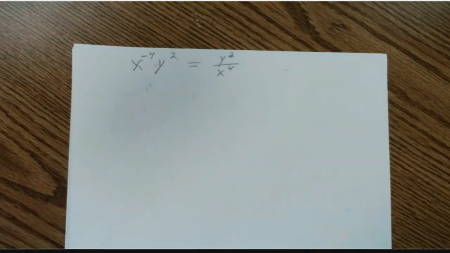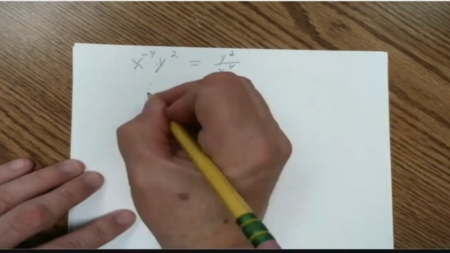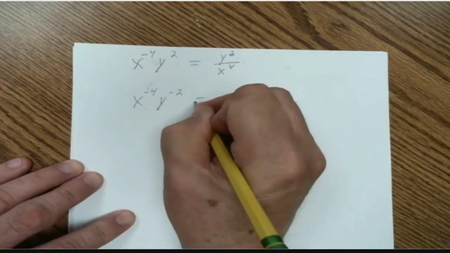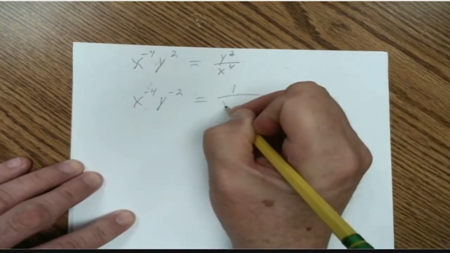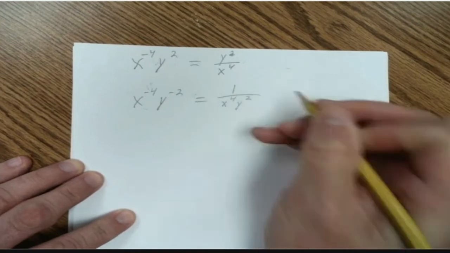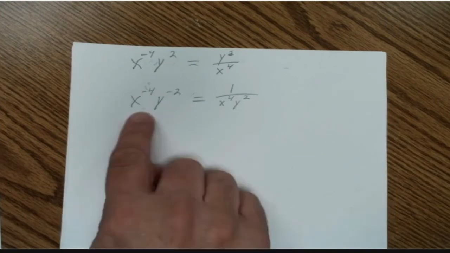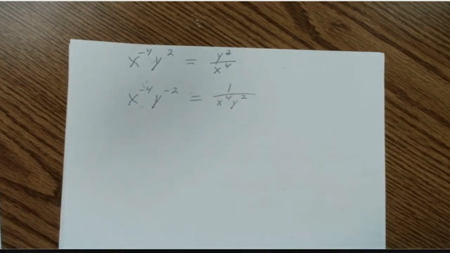Yes, Gabriel, question? What if they're both negative? Good question. X to the negative fourth, y to the negative second. That's the same thing as 1 over x to the fourth y squared. Just move them both to the denominator, which just leaves a 1 on top. Because we divided those out. There's nothing left but 1. So good question. They're both negative. So that's how that works.